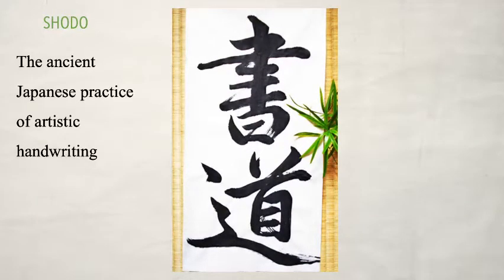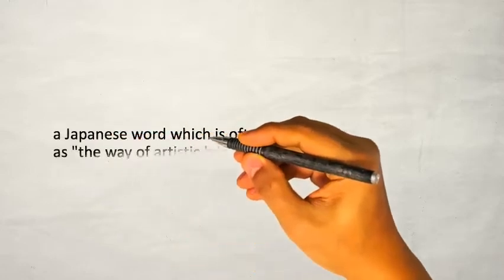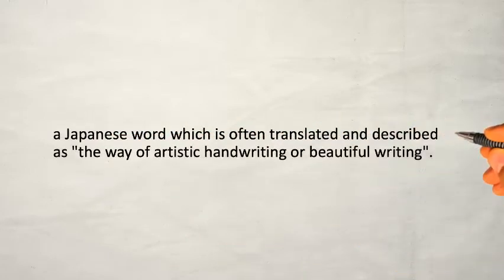Today, let's look at Japanese calligraphy, or shodo, which is an ancient Japanese practice of artistic handwriting. Shodo is one of the oldest and most profound traditional art forms in Japan. Shodo is a Japanese word which is often translated and described as the way of artistic handwriting or beautiful writing. Another meaning is the art of traditional Japanese calligraphy.